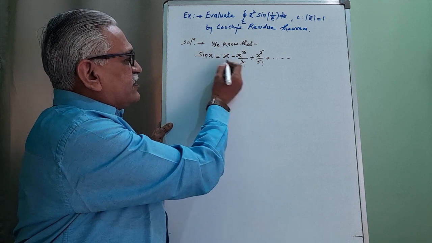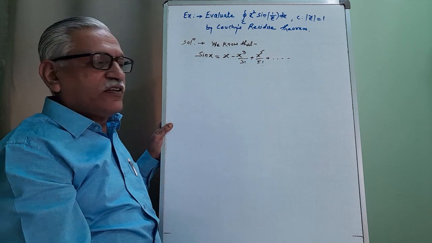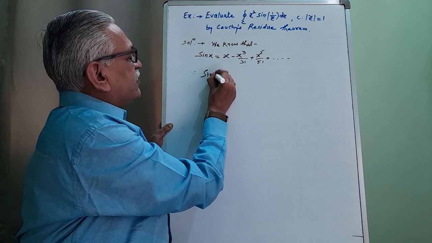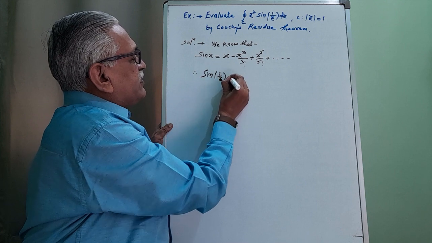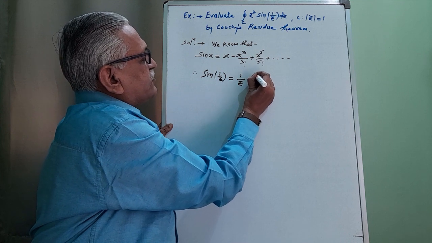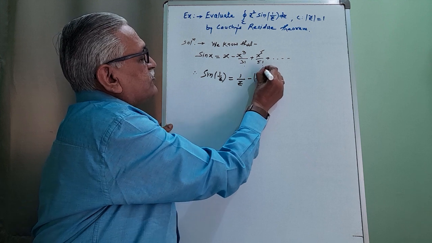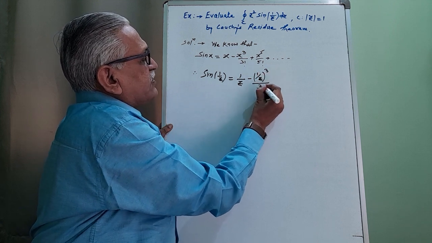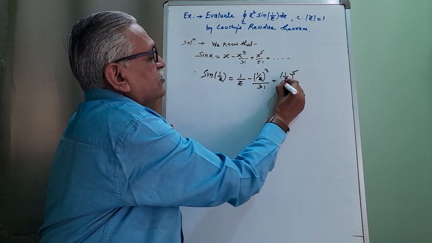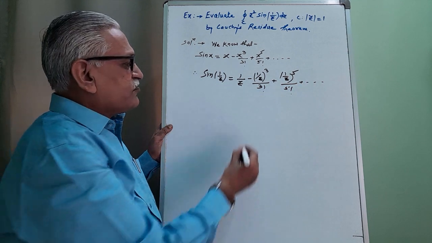series. We know that the sin x series is x minus x cube by 3 factorial plus x raised to 5 by 5 factorial and so on, and therefore we get the series for sine of 1 by z, replacing x by 1 by z. We get that series as 1 by z as the first term, next minus 1 by z cube divided by 3 factorial plus 1 by z raised to 5 by 5 factorial and so on, terms alternately positive and negative.